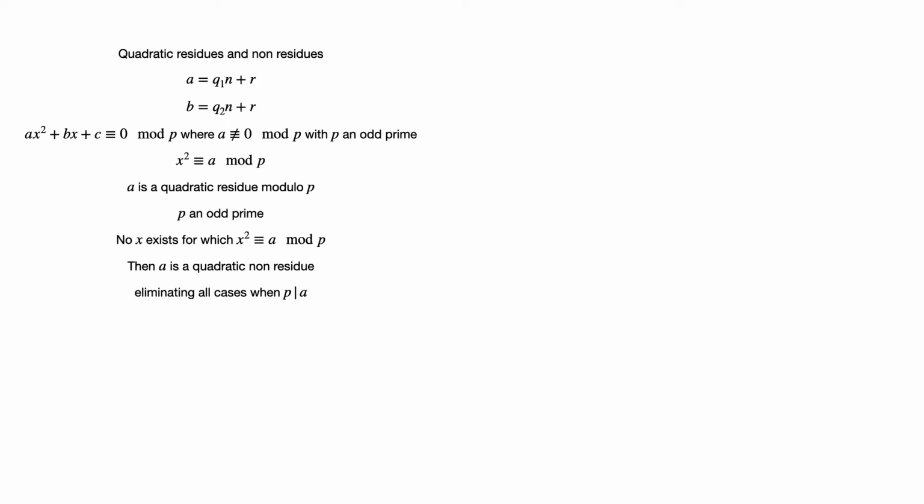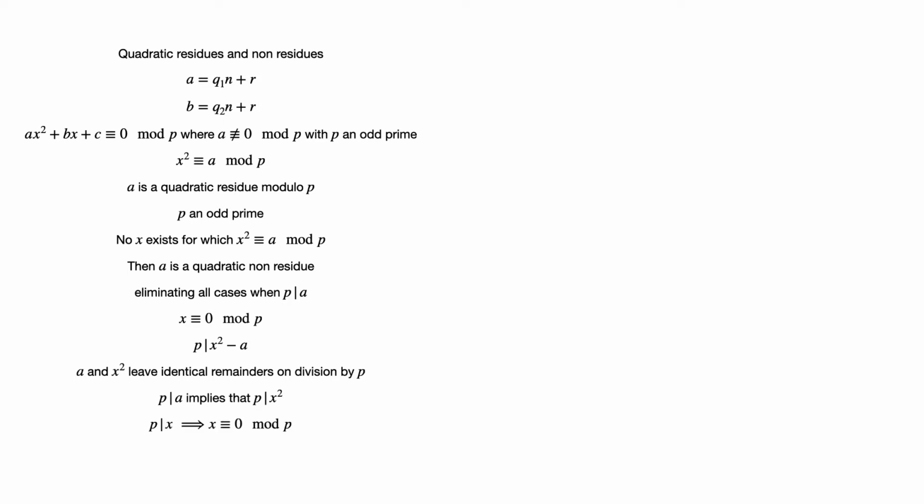What's more is that we can further simplify our study of the equation by eliminating all cases when P divides A, because those lead to the trivial solution x congruent to 0 mod P. The reasoning is simple. P divides x squared minus A, as A and x squared leave identical remainders on division by P. This, in conjunction with the fact that P divides A, implies that P divides x squared, and so x is congruent to 0 mod P. When P doesn't divide A, then the GCD of A and P is 1.